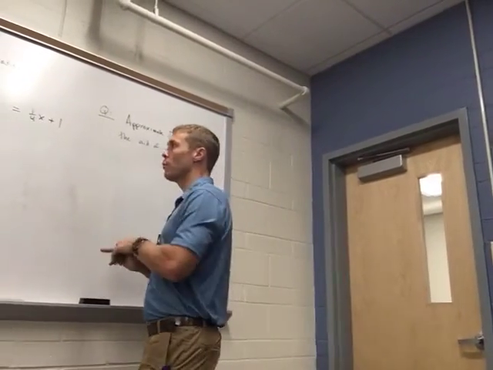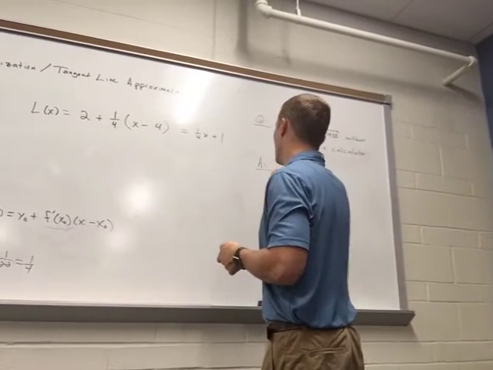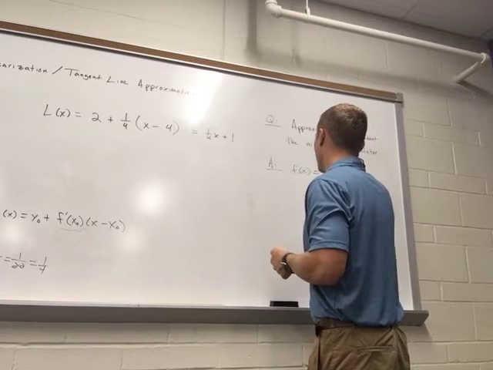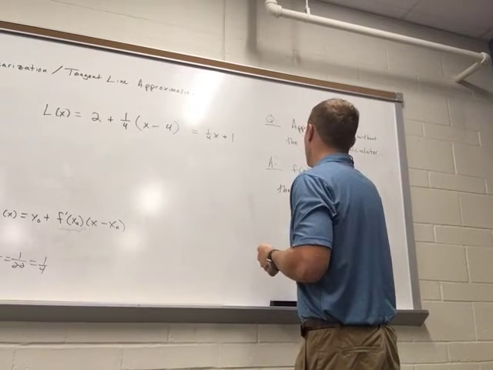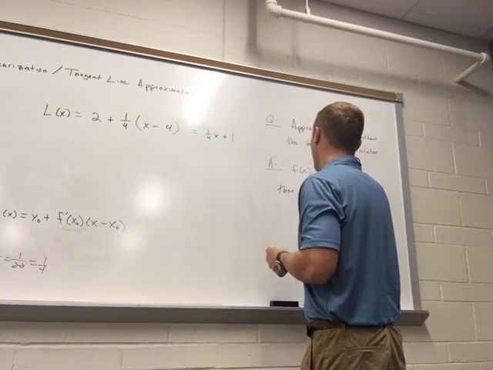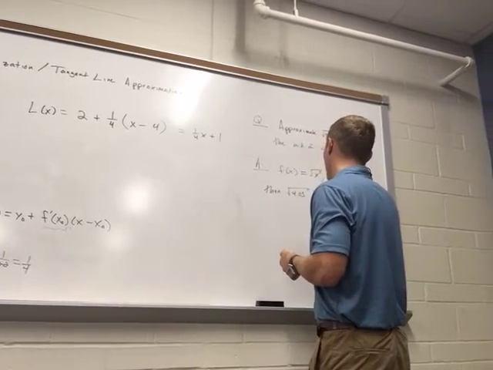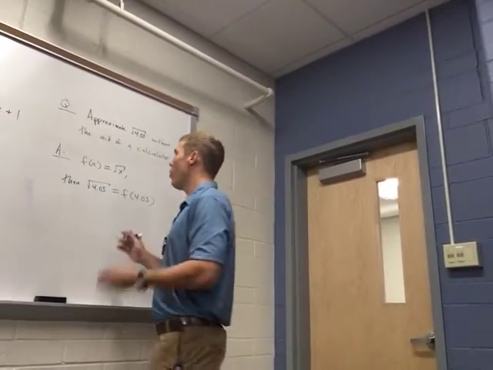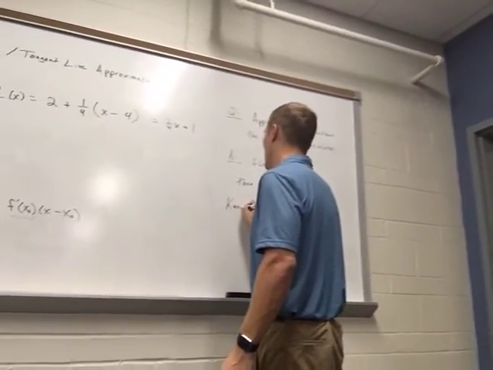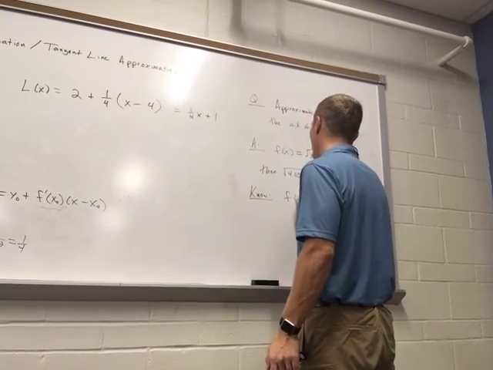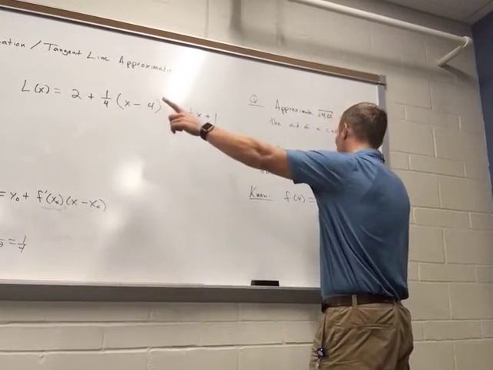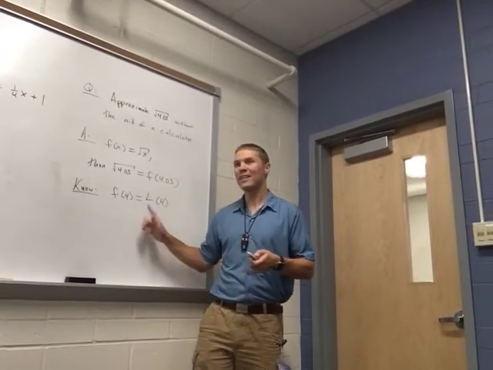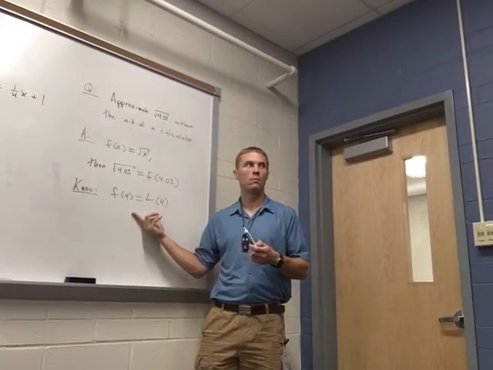Well, if we use the previous problem here, if f of x equals the square root of x, then the square root of 4.03 equals f of 4.03. Now, what we know is that f of 4 equals what I've called L of 4. I've attached the line to the function at the value 4.